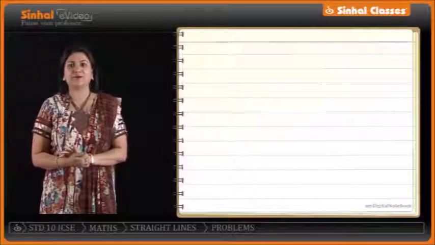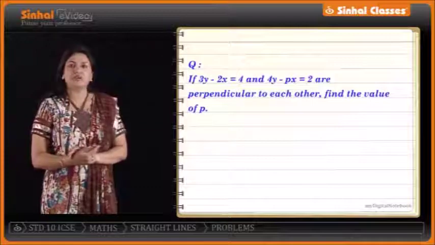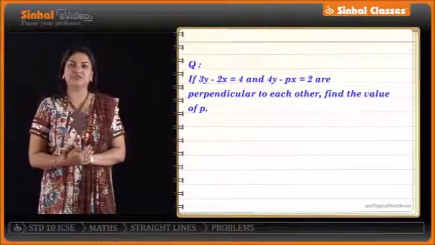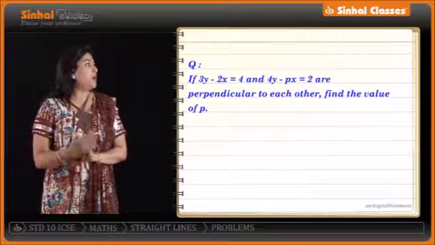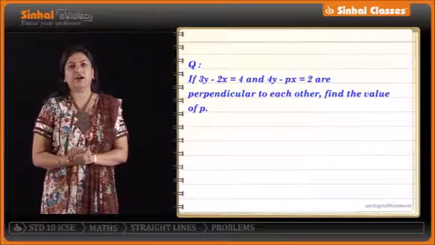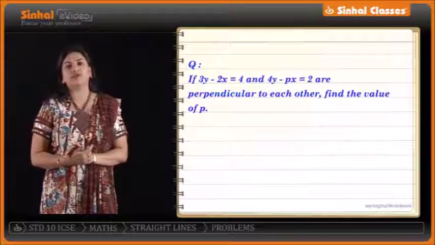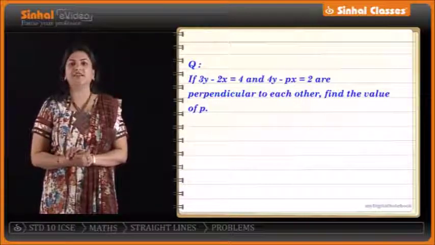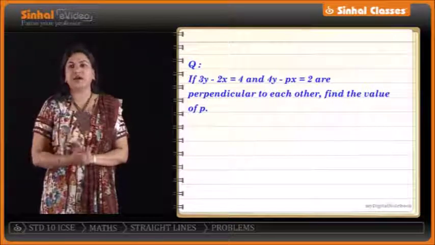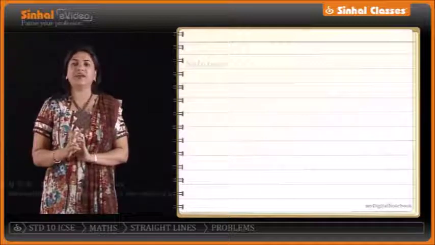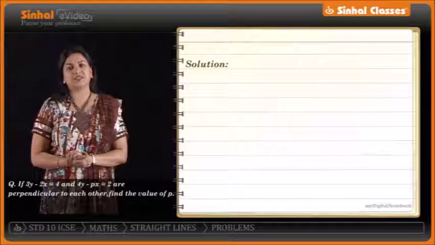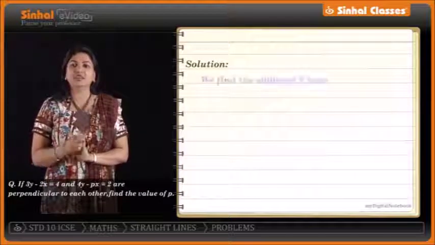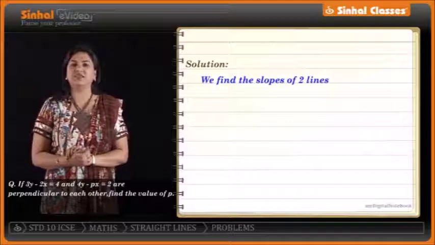Now we take the next problem: if 3y minus 2x is equal to 4 and 4y minus px is equal to 2 are perpendicular to each other, find the value of p. Now here we are given the equation of two lines and we are told they are perpendicular. Now we know that if two lines are perpendicular, then the product of their slopes is minus 1. So we need to find the slopes of these two lines.